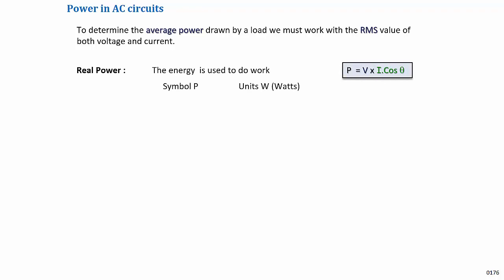The real power is where the energy is used to do work, symbol P, unit watts. This is obtained by multiplying the RMS values of the voltage by the in-phase component of the current. The highlighted box shows that real power P is equal to the voltage V times the current I times the cosine of the phase angle theta.